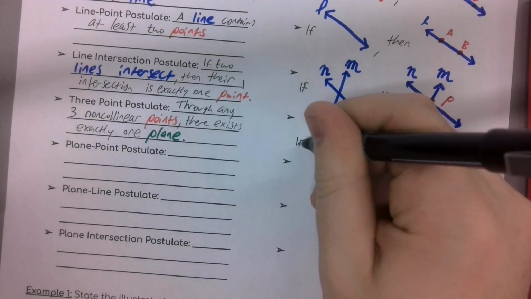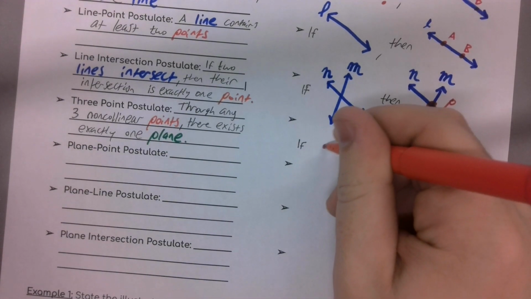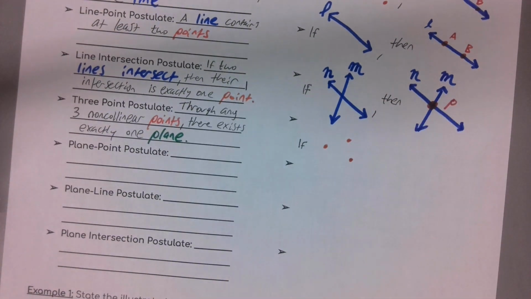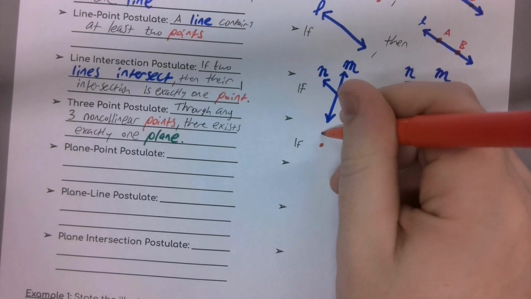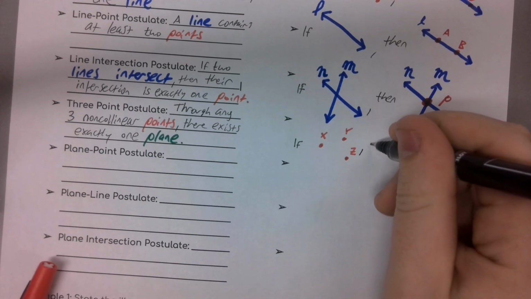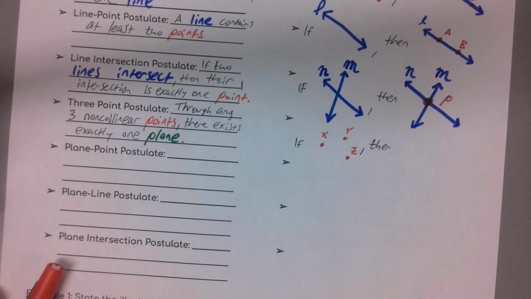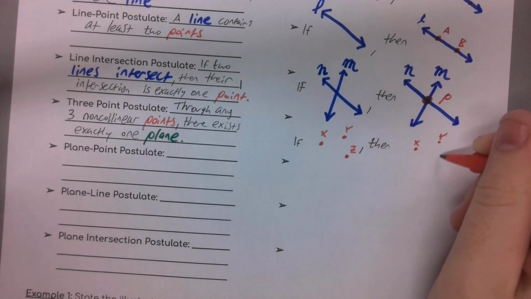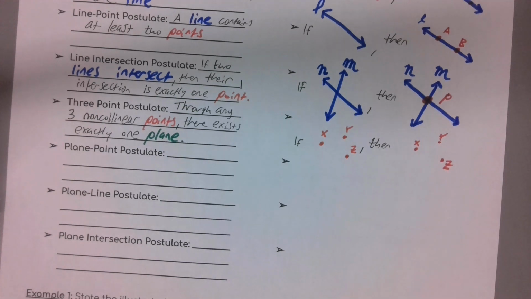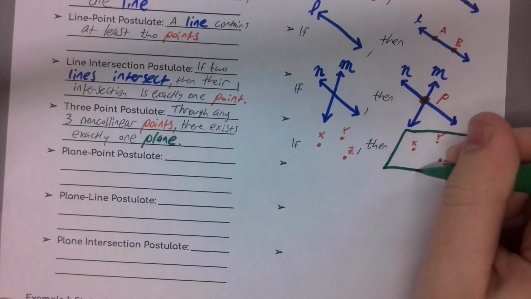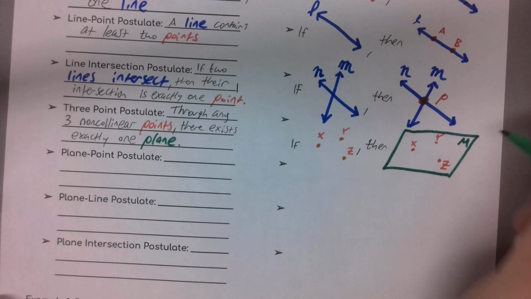So, if we're starting with just the information that 3 points exist, these two would be collinear, and this third one would not be collinear with them because they don't all three form a straight line. I'll call them X, Y, Z. If those 3 points exist, then there is a plane that is created around those 3 points. Here's how we would draw it. We would have X, Y, Z here, and to show that they are all three on a plane, we would draw a parallelogram like this, and I'll call it plane M.